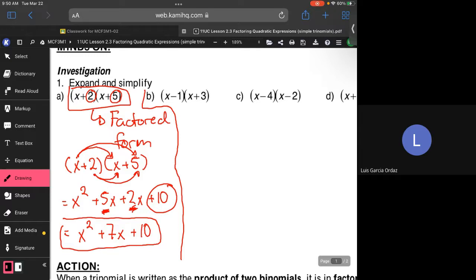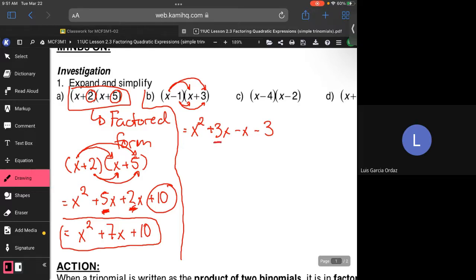So let's FOIL B as well. X times x gives me x squared. X times 3 gives me positive 3x. Negative 1 times x gives me negative x. And negative 1 times positive 3 gives me negative 3.